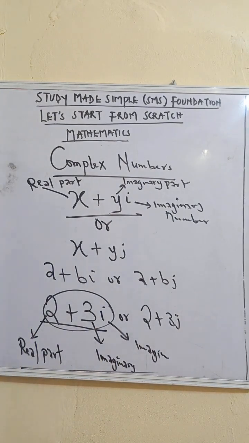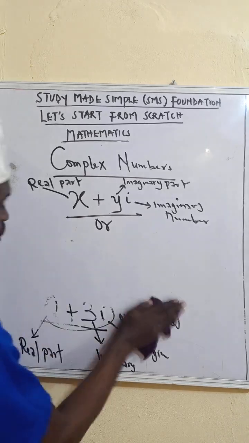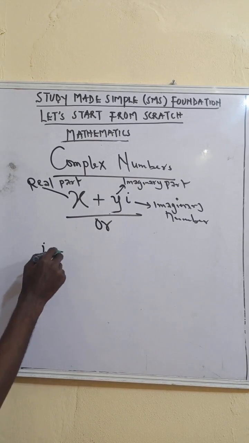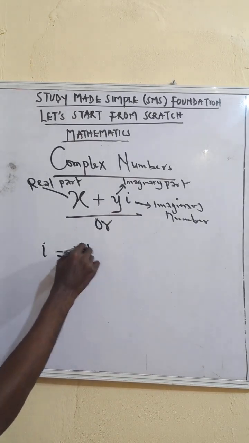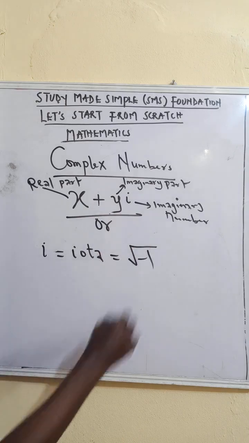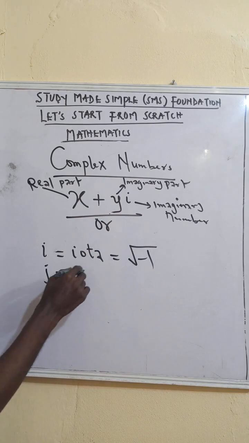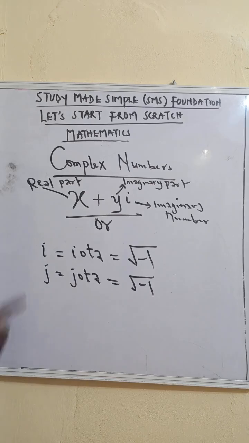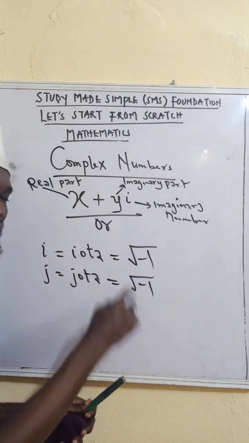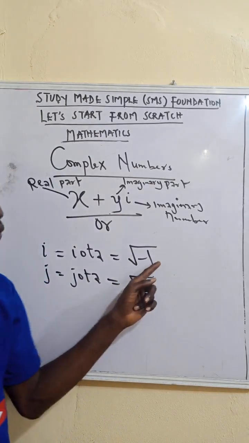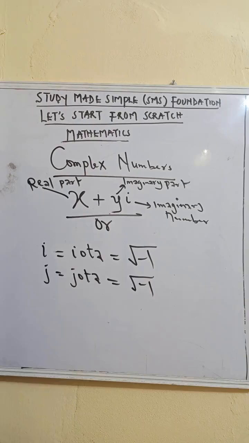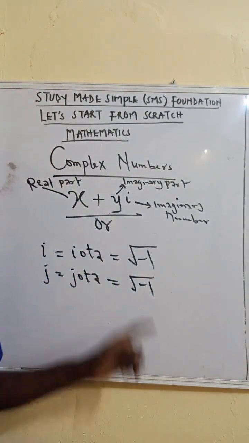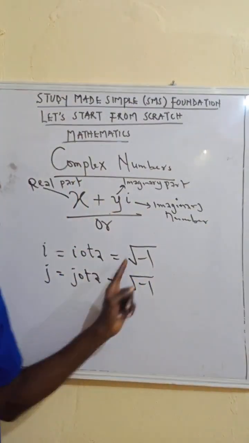Now, what do we mean by the i? That i, or we call it j, i or j, okay, i is known as iota, and the value is square root of -1. J is known as jota, and the value is square root of -1, the same thing. If you check your calculator and press square root of -1, it will give you an undefined number. It means this does not exist in the real number system. It doesn't exist in our real world, real life experience.